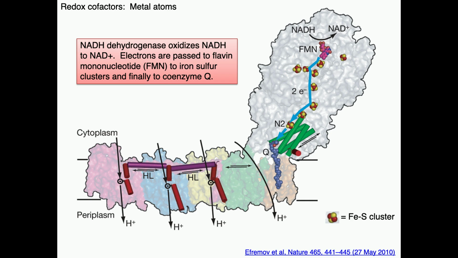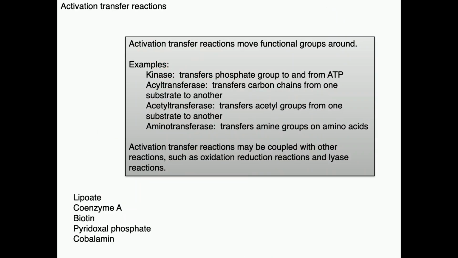Okay. All right, so let's move on to another family of cofactors, and these are cofactors that participate in activation transfer reactions. What we mean by this is transferring a carbon substrate from one position into another position. So moving carbons around. Some examples, we'll talk mostly about carbons, but kinases would be in this category as well, and they're transferring phosphates around. So transferring things besides electrons around, let's say.